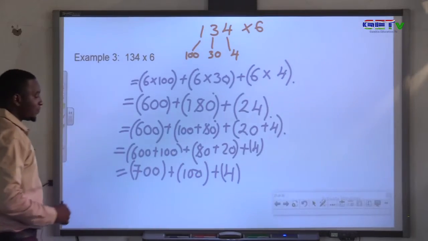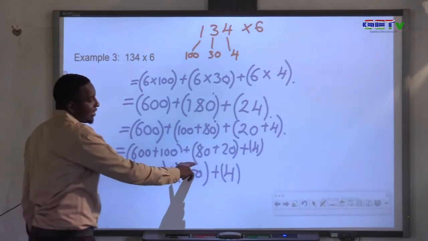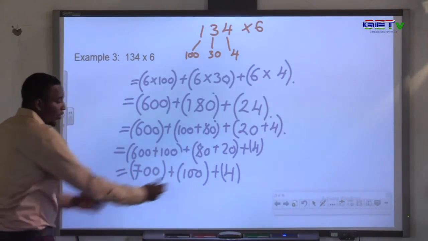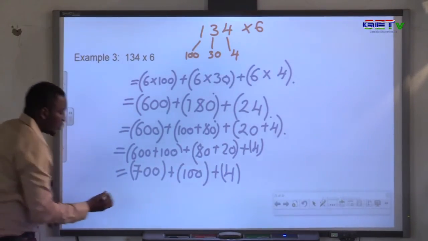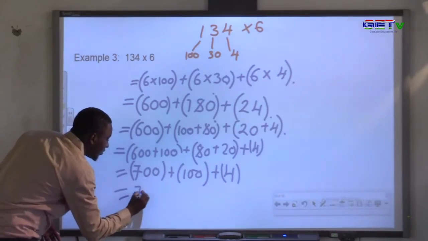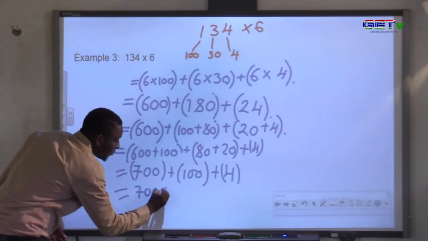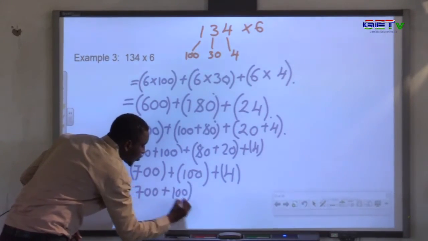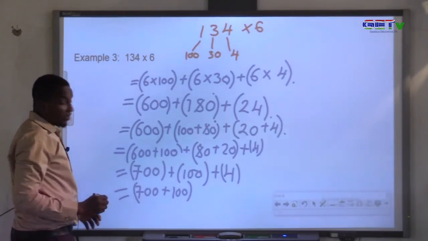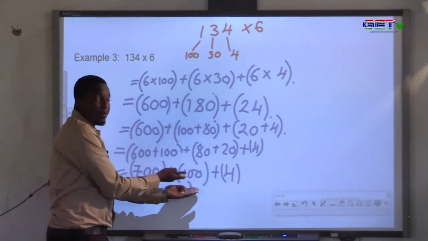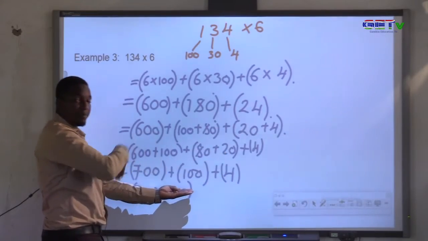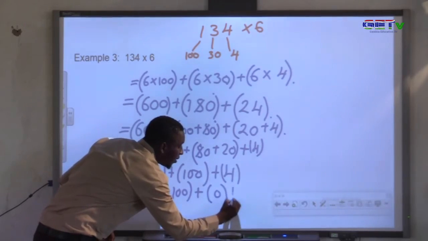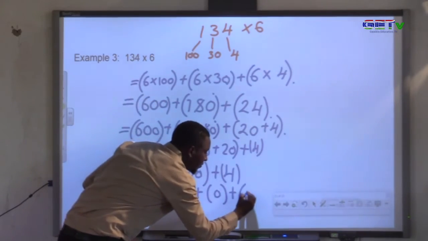It's 4. So now we've added 80 and 20. The result is 100. So we are going to group the hundreds together again. This is going to give us 700 plus 100. Unfortunately, there is no 10 anymore because the 10s that we were having, we added them together and it became 100. So we are going to have 0 tens plus the 4 units that we have.